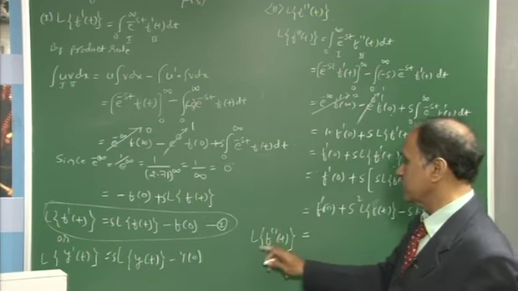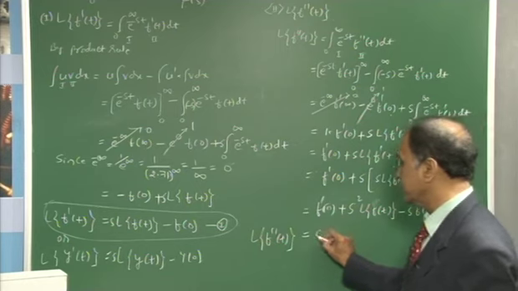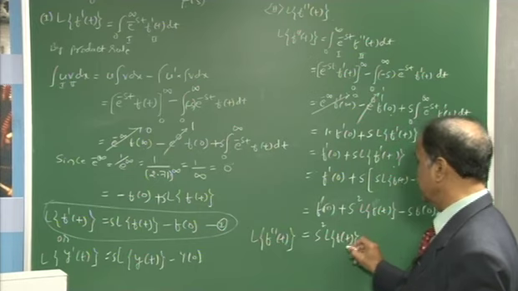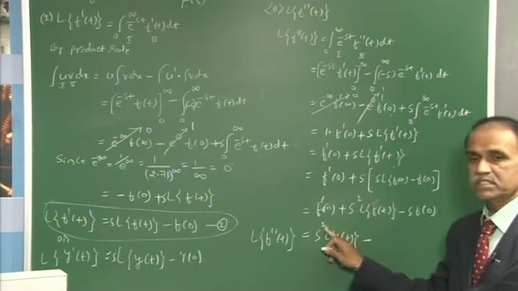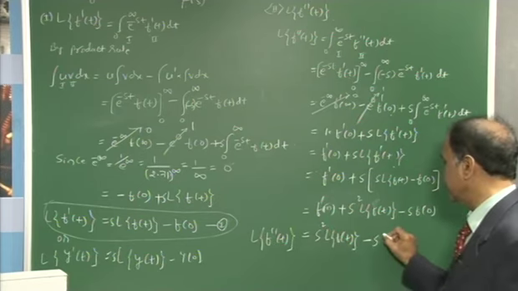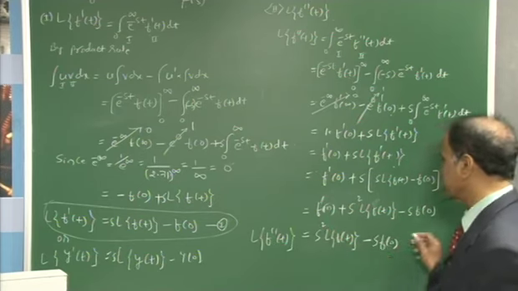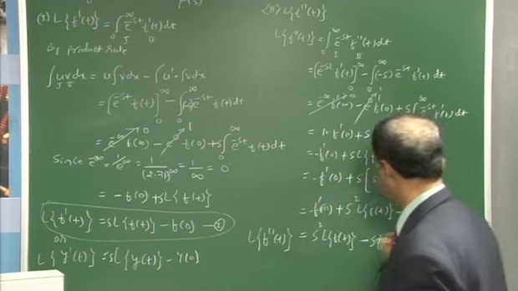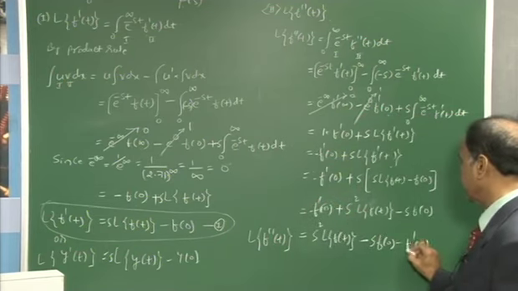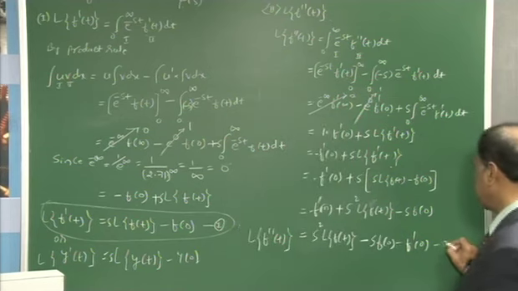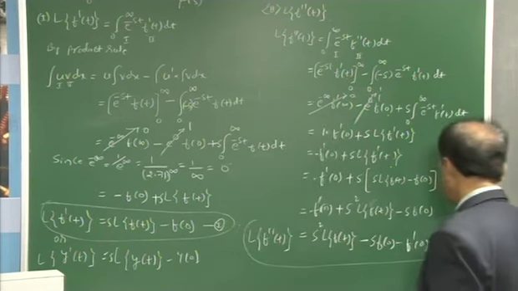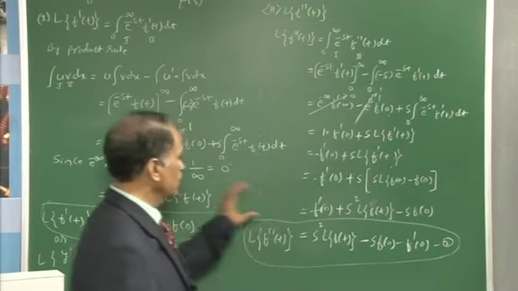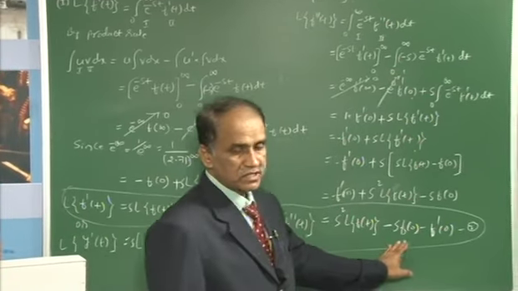Then this goes: L of f double dash of t is equal to, the first term should be with the highest degree of s, that is s square L of f of t, and minus next, the lower degree of s, that is s into f of 0, and next term, here it is minus sign, that is f dash of 0. So, this I can call equation 2, and this is the result that will be used for the second order derivative. That means for the first order derivative, this is the expression, for the second order derivative, this is the expression.